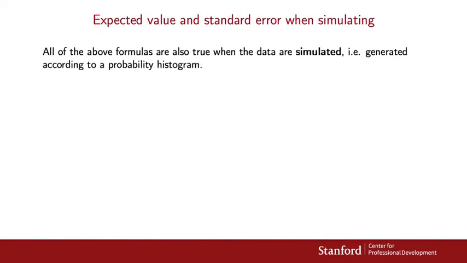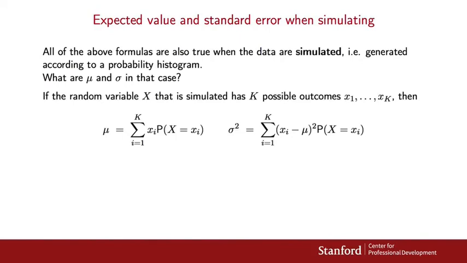All of these formulas are also true if we don't draw from a population, but we simulate data. Simulating data means we generate data according to a probability histogram, for example, by using a computer. Now, what are mu and sigma in that case? Remember, when we draw from a population, mu is simply the population average, and sigma is the population standard deviation. If we simulate a random variable x that has k possible outcomes, x1 to xk, then the formulas for mu and sigma square are given here.